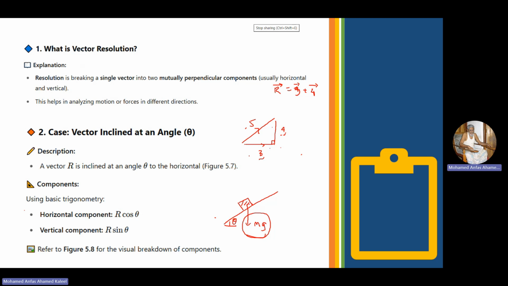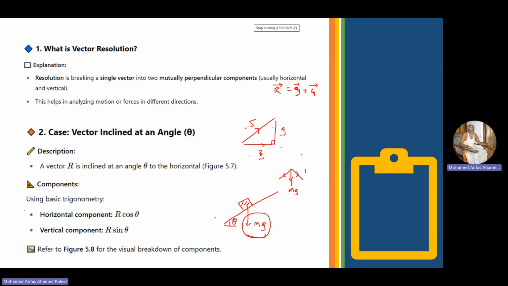resolve, or we can break this mg. Let's say this mg is the resultant force. This mg we can break into two. First one is in this direction. Both should be tail to tail. Means in this direction one force, and parallel to the slope we can also derive.